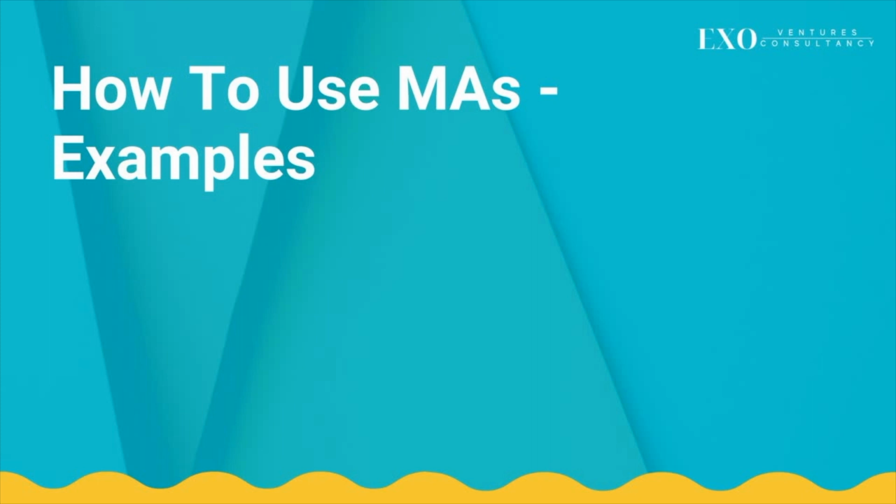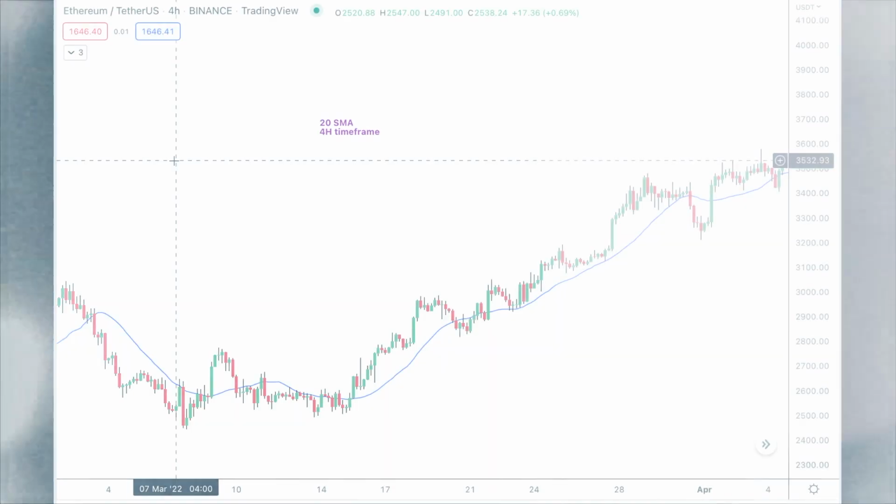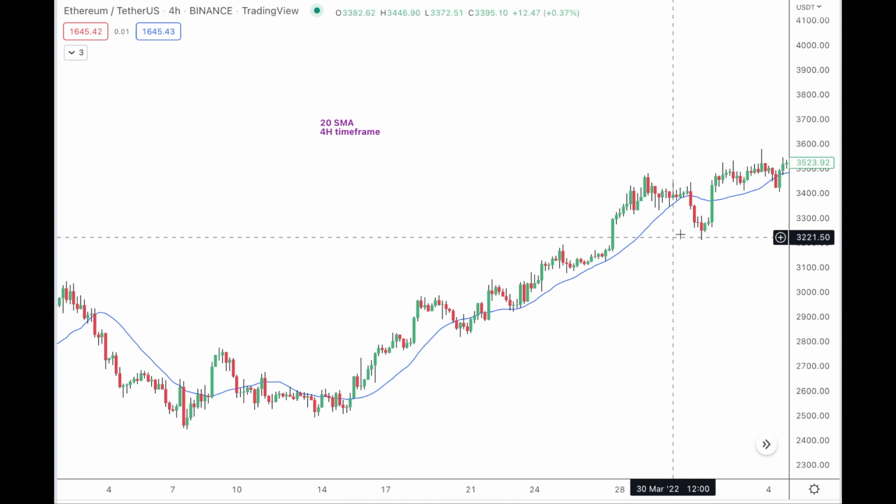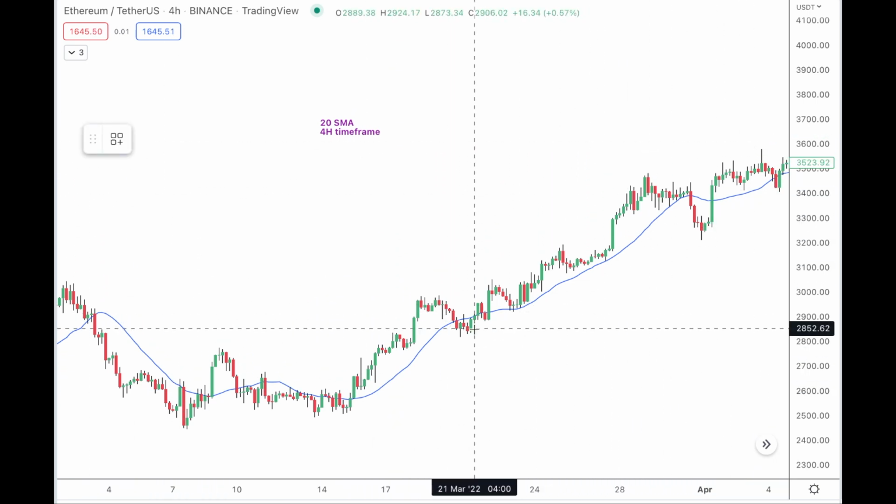Now I'm going to use some charts to give some examples of using MAs. So this one we have the MA as a trend indicator. As you can see, the trend is upwards. Now let's make some trades using this as an indicator.